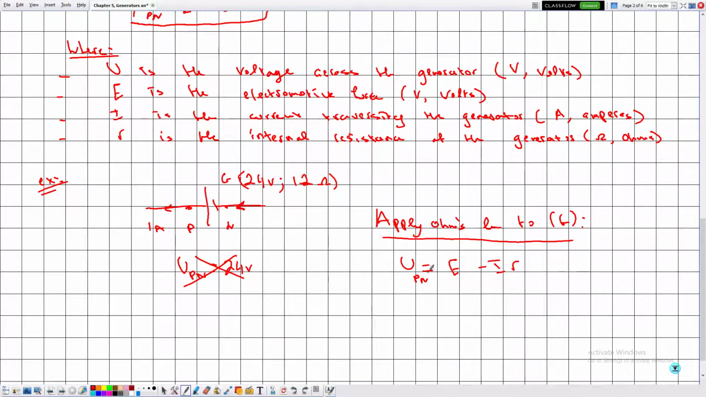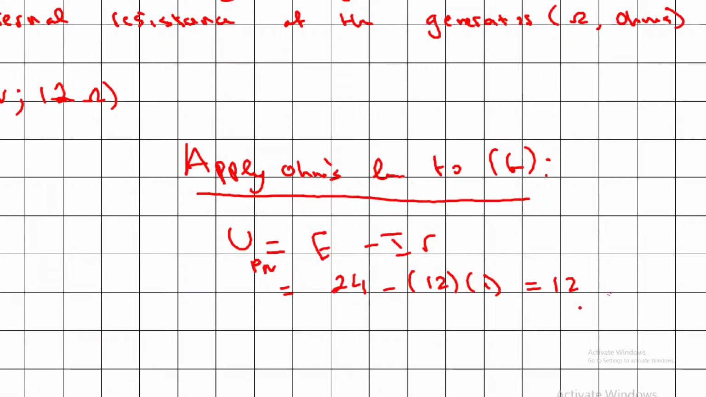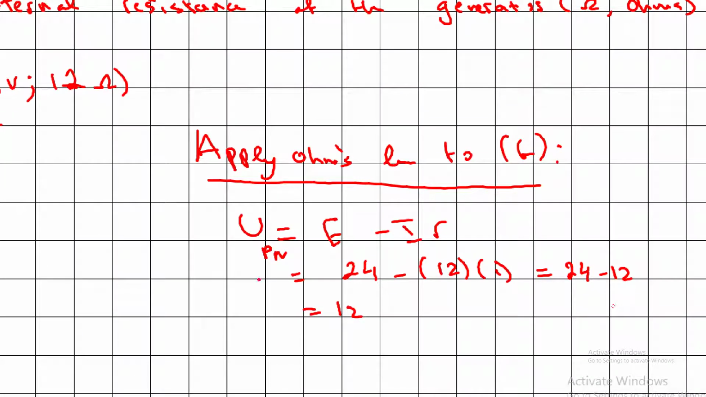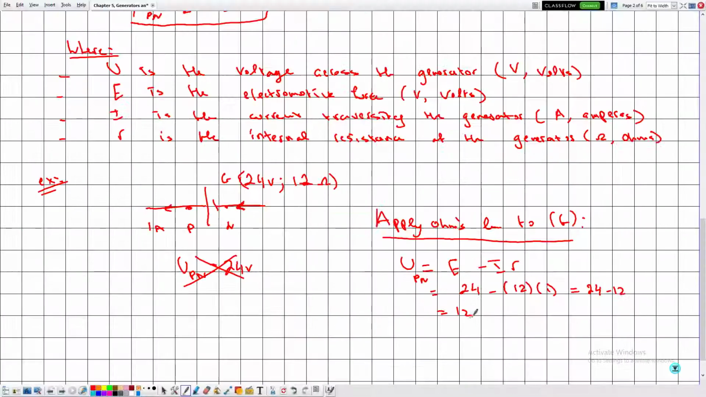So now in this case, this is equal to 24 minus 12 multiplied by 1. So this is equal to 12 because everything is expressed in the SI. So this is 24 minus 12, which is equal to 12. Since everything is expressed in the SI, the value of UPN will be in the SI, which is volts. So UPN is equal to 12 volts. Now in this case, the applied voltage across the battery is given by UPN equal to 12 volts.